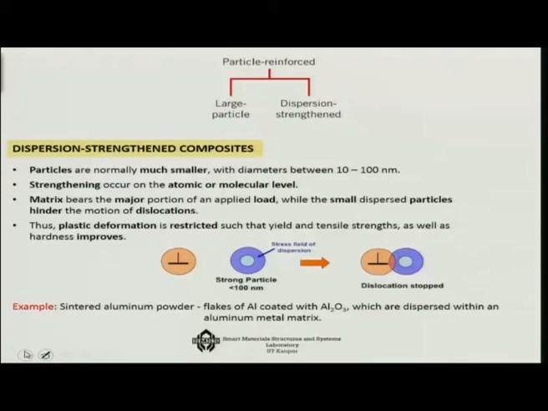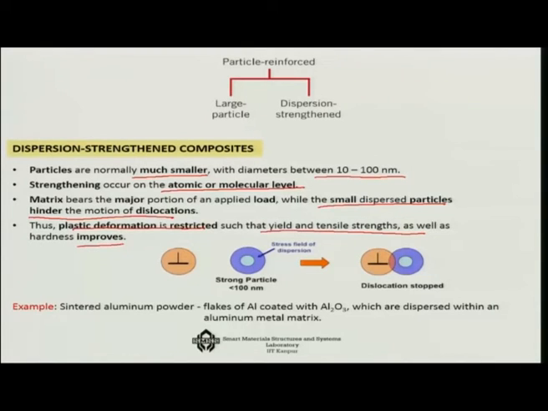These are, like I told you, something like nano composites. Here particles are very, very small, something like 10 to 100 nanometer, and here the strengthening occurs on the atomic or molecular level. The matrix bears the major portion of the applied load, while the small dispersed particles hinder the motion of the dislocations. So, thus plastic deformation is restricted because the dislocation movement is hindered, and this yields a good improvement in the tensile strength, as well as the hardness improves.